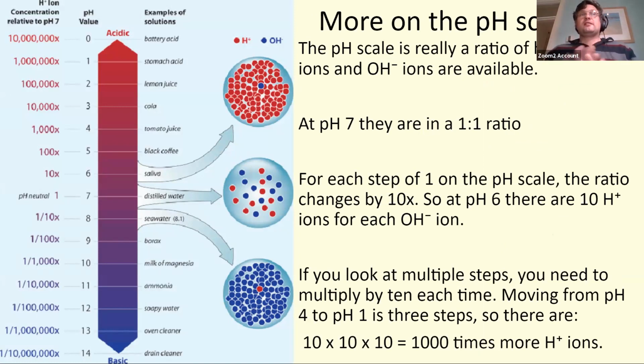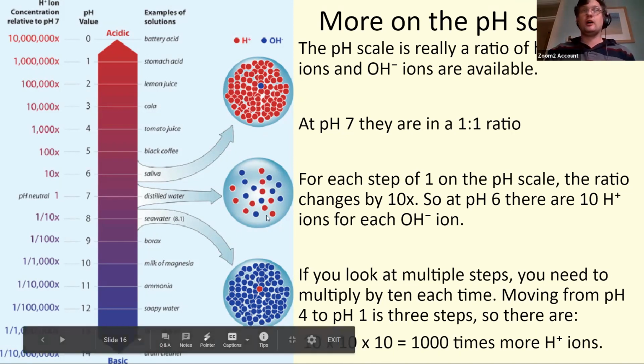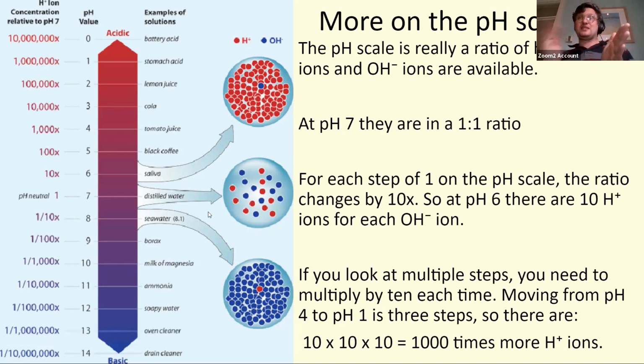Let's start with pH 7. What the pH scale really is, is a ratio comparing how many H+ ions and how many OH- ions are available. And let's think about water. Well, water is H2O. It's kind of an H+ and an OH- put together. So for every H+ ion, you've got one OH- ion. You can see in this picture here, I've got 10 red H+ ions and 10 blue OH- ions. The ratio there is 10 to 10 or 1 to 1. If we've got an even ratio of hydrogen and hydroxide ions, then that's neutral.